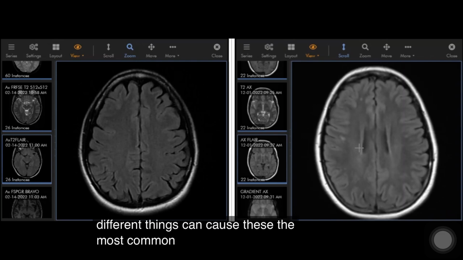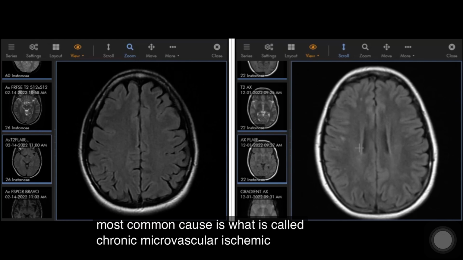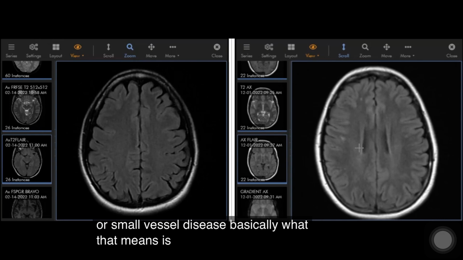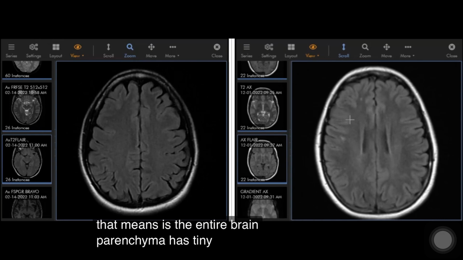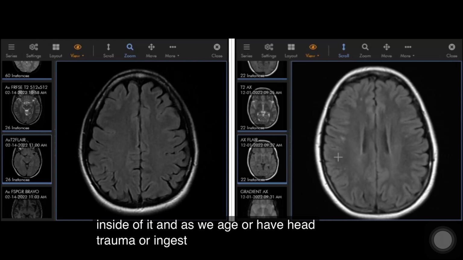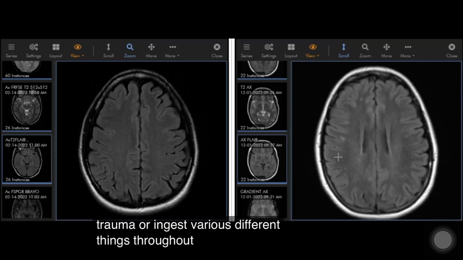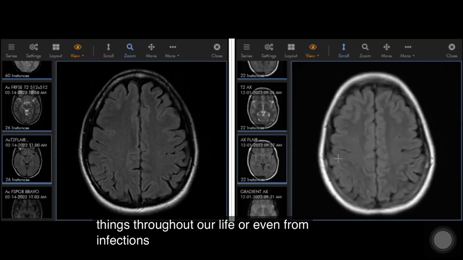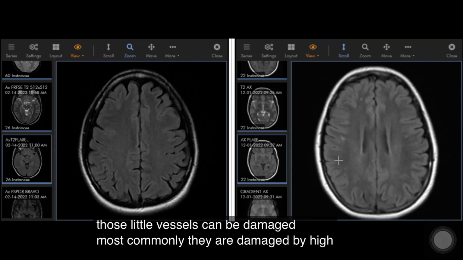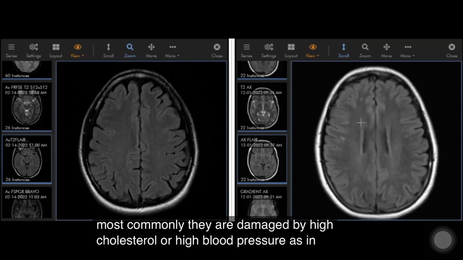The most common cause is what is called chronic microvascular ischemic disease or small vessel disease. Basically what that means is the entire brain parenchyma has tiny vessels that go inside of it, and as we age or have head trauma or ingest various different things throughout our life, or even from infections or diseases that we've had, those little vessels can be damaged. Most commonly they're damaged by high cholesterol or high blood pressure, as in other parts of the body.